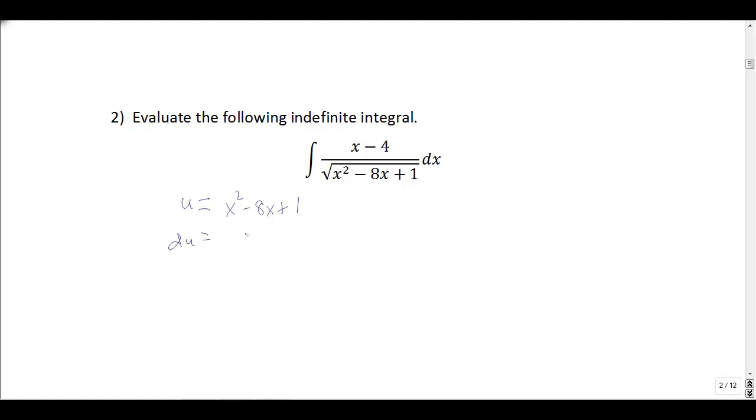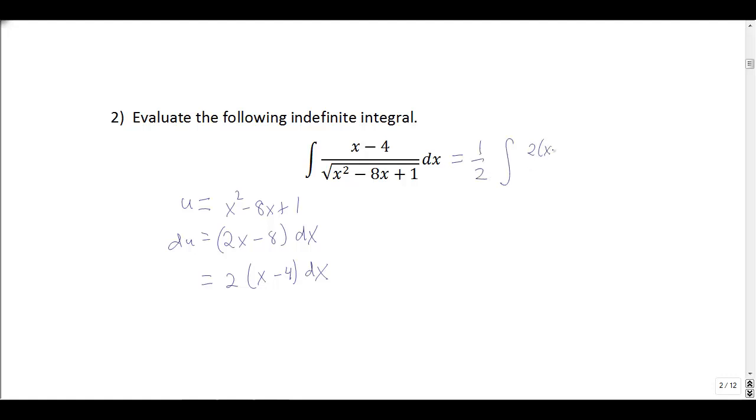And then du would be 2x minus 8 dx. So I make the bottom the square root of u, but I have this x minus 4 on top and 2x minus 8 here. Those are different, but if you factor out the 2, this is 2 times x minus 4 dx. So that x minus 4 on top lets me know the substitution is probably going to work out. I've got the x minus 4, I've got the dx, but I don't have the 2, so I'm going to compensate for that.